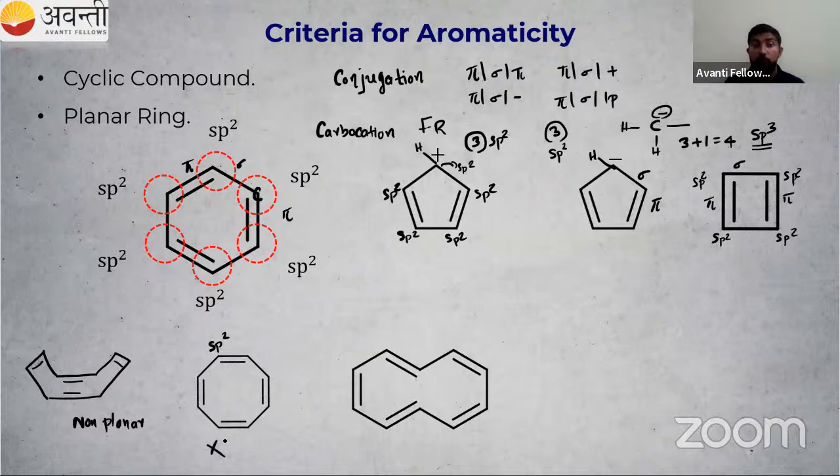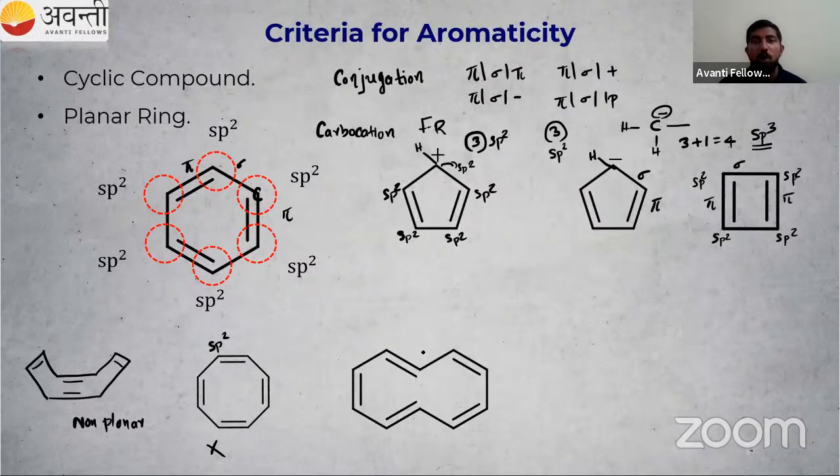You have to remember this example. This is known as tunneling. You will study it later. So it is not planar, so it is not aromatic. Then what about this one? This one also, you will say, yes, a ring is there. Then sp2, yes, it is also planar.